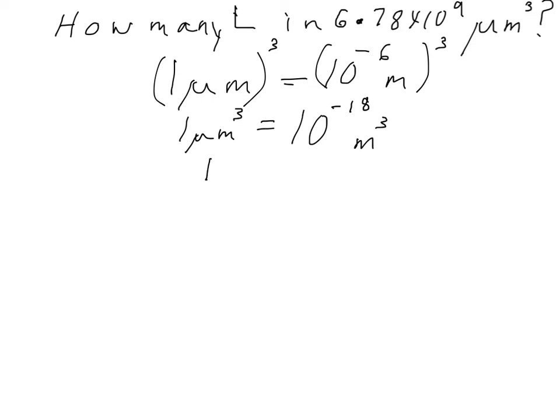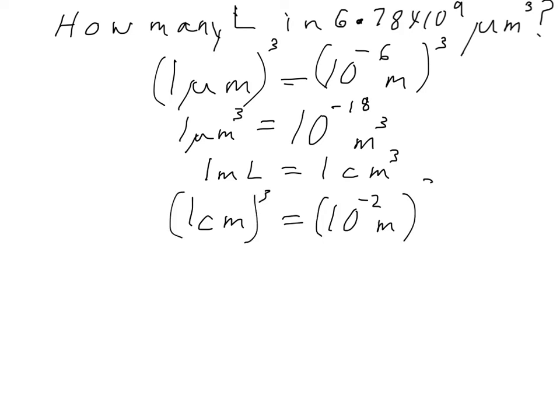We also remember, have memorized, that 1 milliliter is the same thing as a cubic centimeter. I know the relationship between cubic centimeters and cubic meters. How do I know that relationship? Because I know that 1 centimeter is 10 to the negative 2nd meters. So I cube it, and I get 1 cubic centimeter equals 10 to the negative 6 cubic meters. So now I have 3 relationships that I'm interested in.